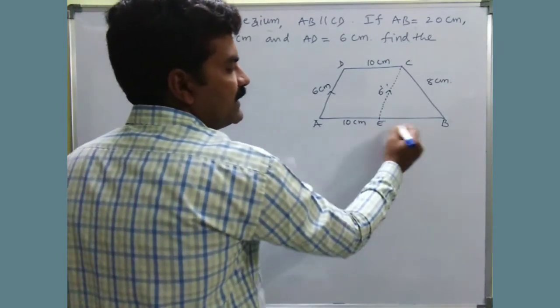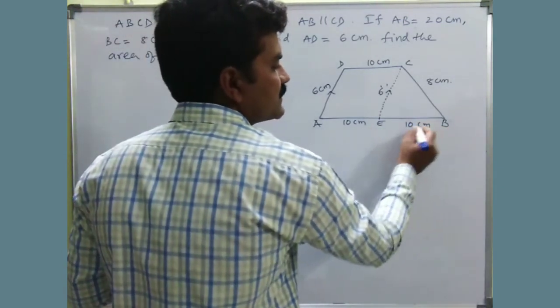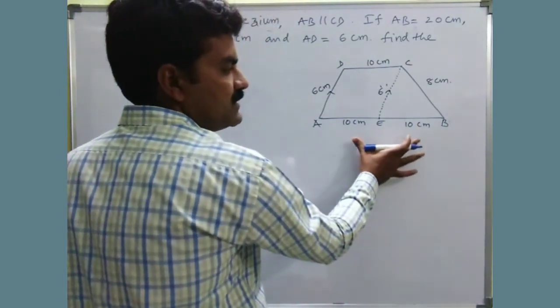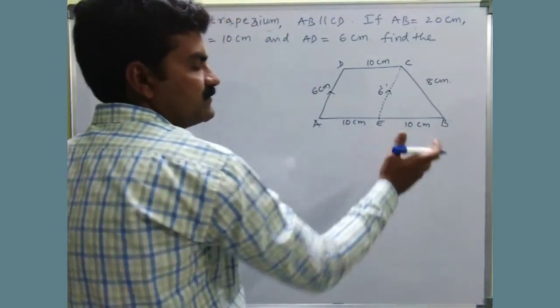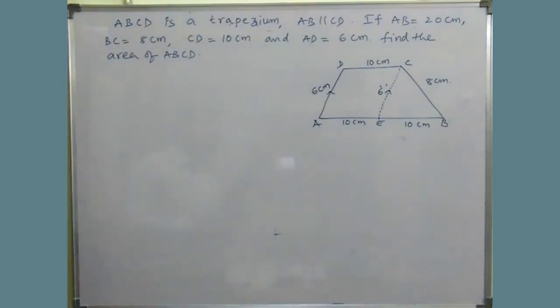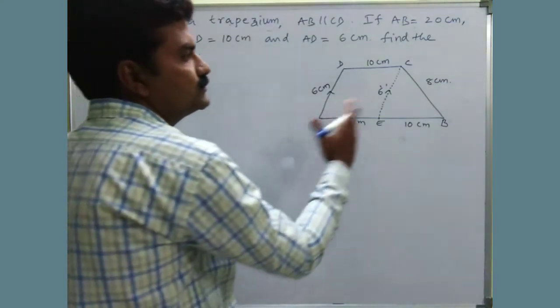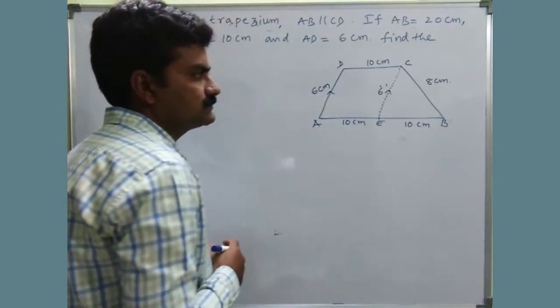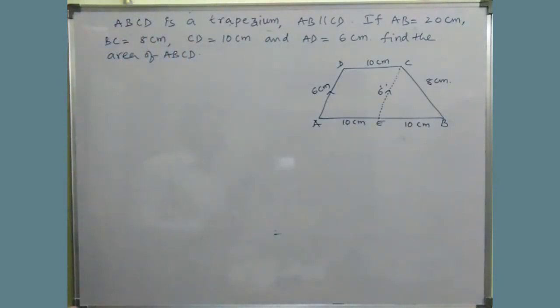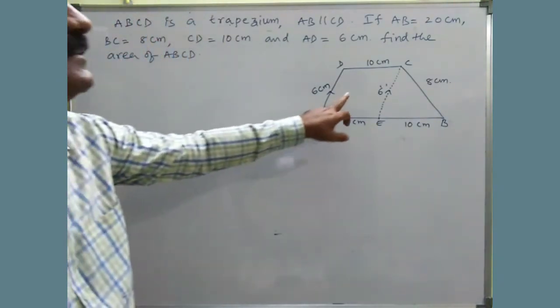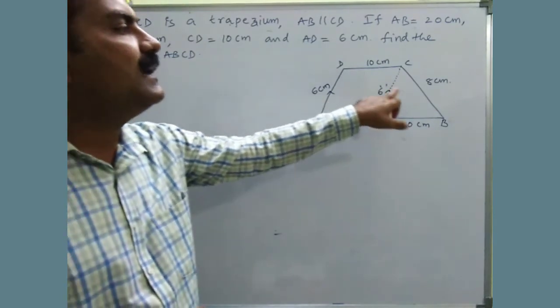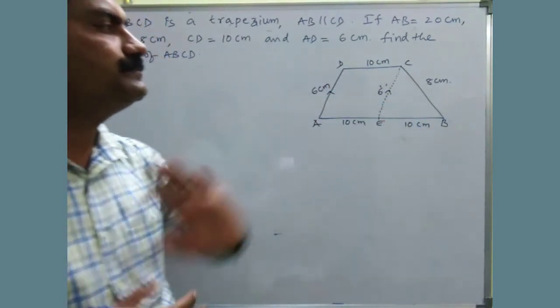Now, can I take BE as 10 centimeters? Because the total length of AB is 10 plus 10, which is already given as 20 centimeters. Okay. Now the entire trapezium is divided into two parts. One is a parallelogram and the other one is a triangle.